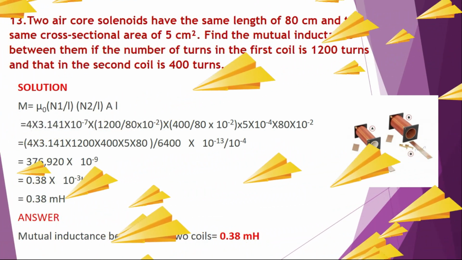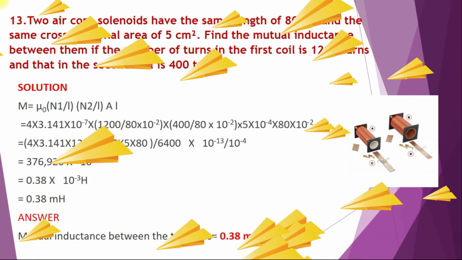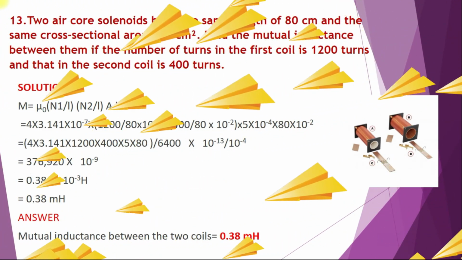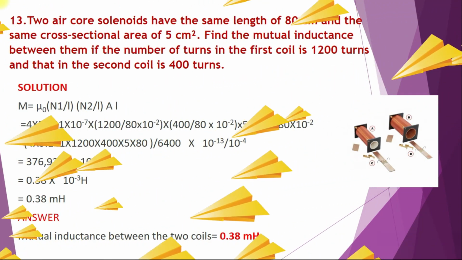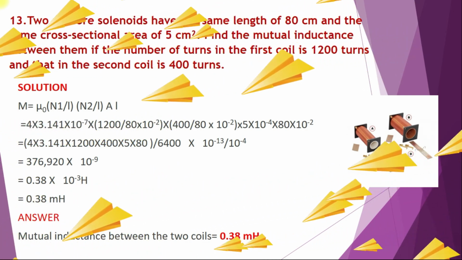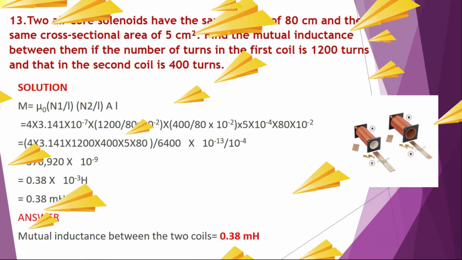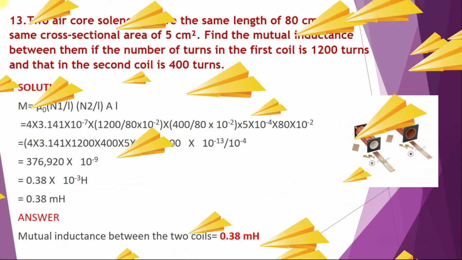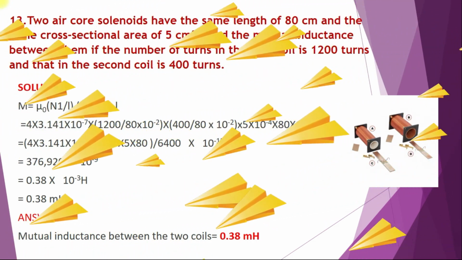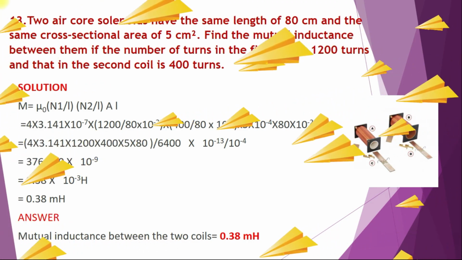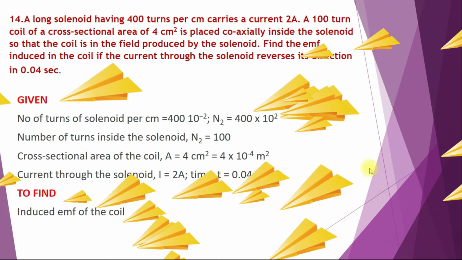× 5 × 10^-4 × 8 × 10^-2, which is equal to 4 × 3.141 × 1200 × 400 × 5 × 80 divided by 6400 × 10^-13 divided by 10^-4. So which is nothing but 0.38 × 10^-3 Henry, which can also be written as 0.38 millihenry. So the answer is, mutual inductance between the two coils is equal to 0.38 millihenry.